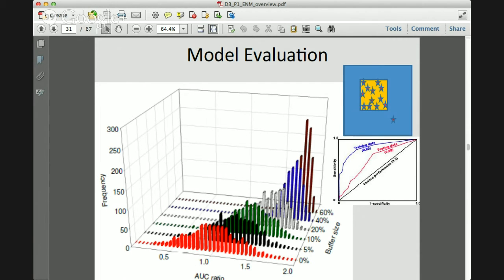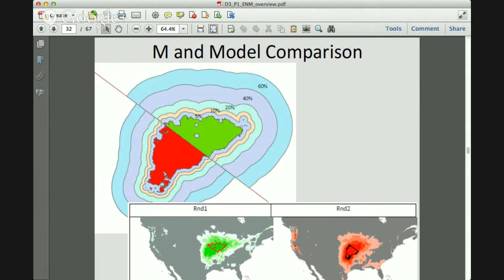If we're evaluating models, which Luis will talk about with you later, we can see the critical value here is 1.0 on the AUC ratio, and we can see a 0% buffer size is centered on 1.0, and so that's not a significantly predictive model. But the exact same model evaluated over a broader buffer, like 20, 40, or 60%, becomes significant because it's above 1.0. So critical effects of the area, the M hypothesis, on your model evaluation results.